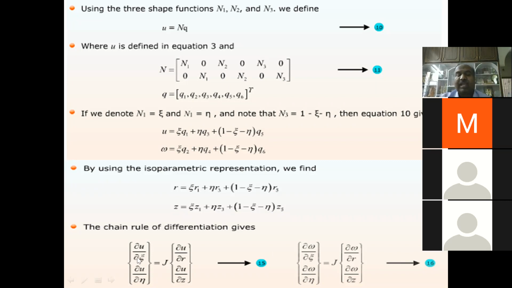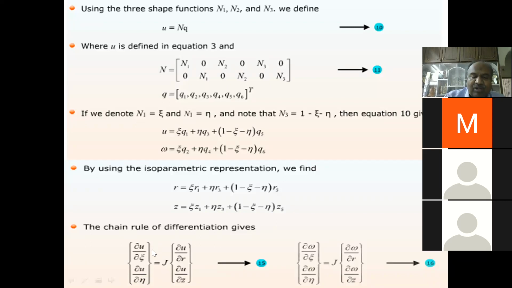Now you can differentiate, because we have to go for partial differentiation. So we adopt the chain rule of partial differentiation, because u is a function of R and Z, and w is a function of R and Z. R is a function of xi and eta, and Z is a function of xi and eta. So u, w are functions of xi, eta. Therefore, you have to go for the chain rule of partial differentiation.